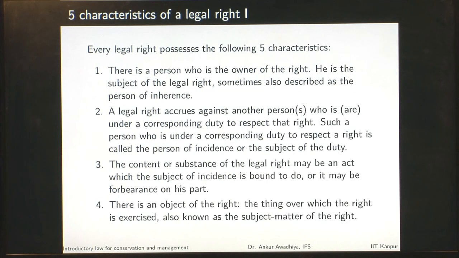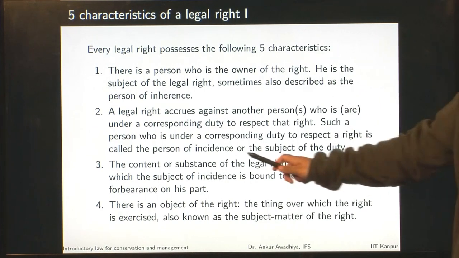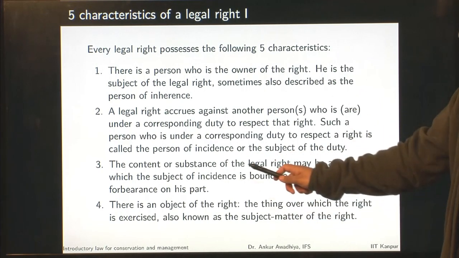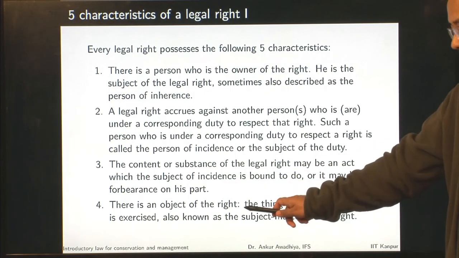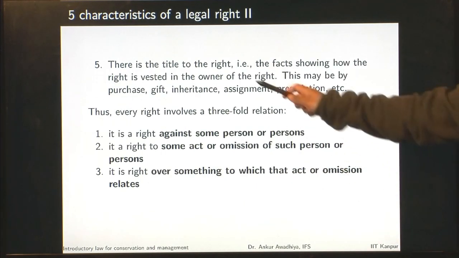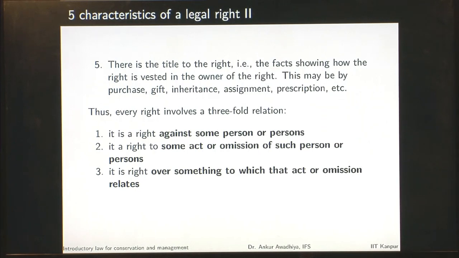So these are the five characteristics or five components of the right: the person of inherence, the person of incidence, the substance of the right, the object of the right, and the title of the right. So these are the five characteristics.